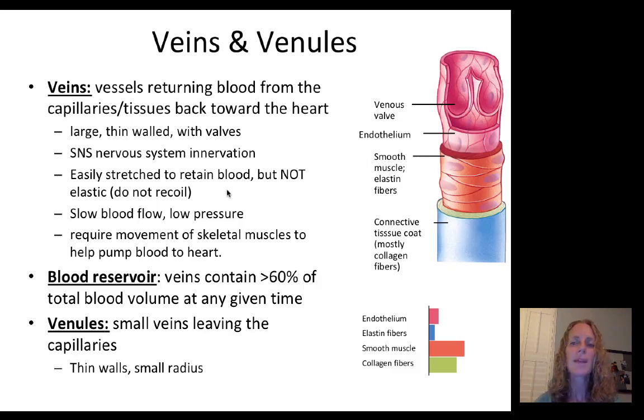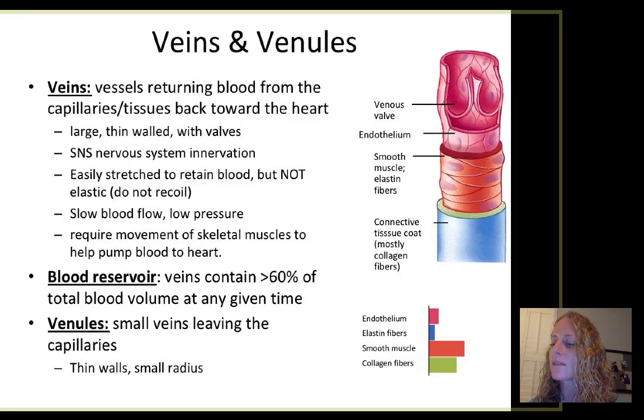From the capillary beds, the blood will return to the heart through the venules and then the veins. The venules are small veins leaving the capillaries. They have thin walls and a small radius. The veins are the larger vessels returning blood from the capillaries back towards the heart. They're much thinner walled than the arteries.